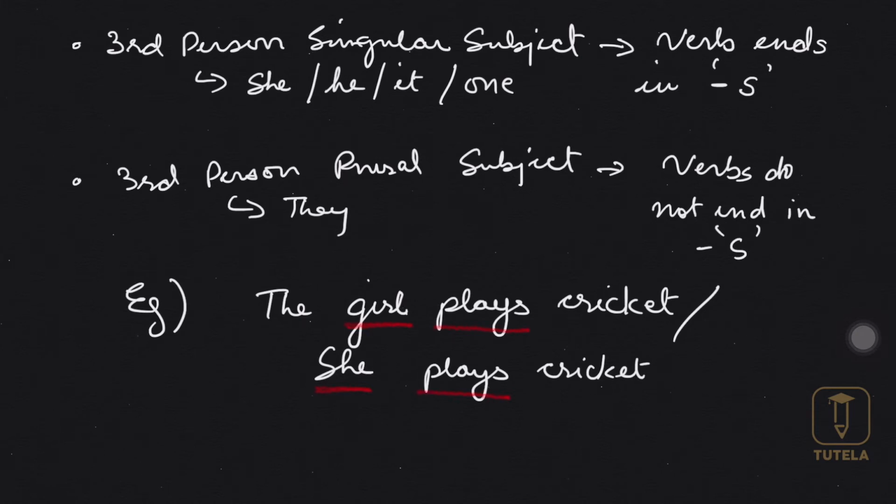In both these sentences, what we can understand is that the word plays has an S, and this is used with a singular subject. So what can be used for the singular subject? Only singular verbs. And hence, proving the first point that we have made, that when we are using a verb with third person singular subject, the verb ends in S.